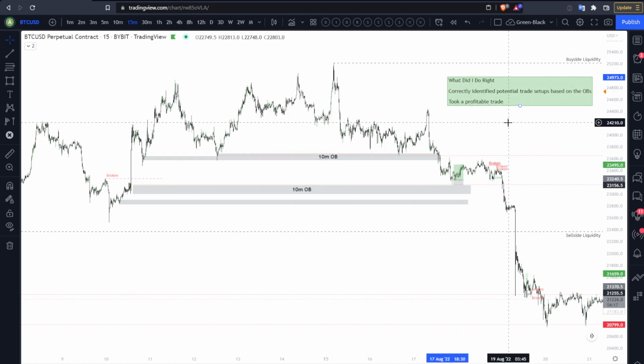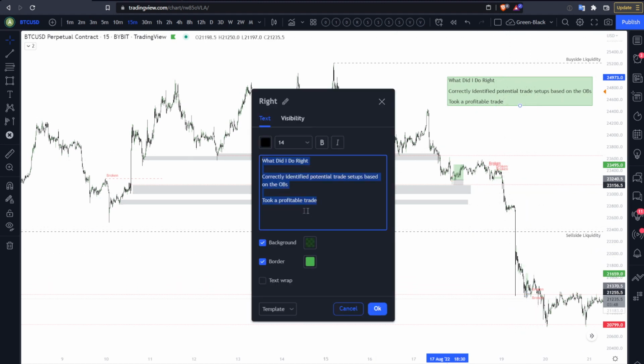And I also avoided taking losing trades, because in other instances where the price, let's say, reached this order block, there was no reversal pattern and the price broke completely through this previous low where the sell side liquidity was sitting. So no reversal pattern here, didn't take this trade at all. Avoided taking losing trades.